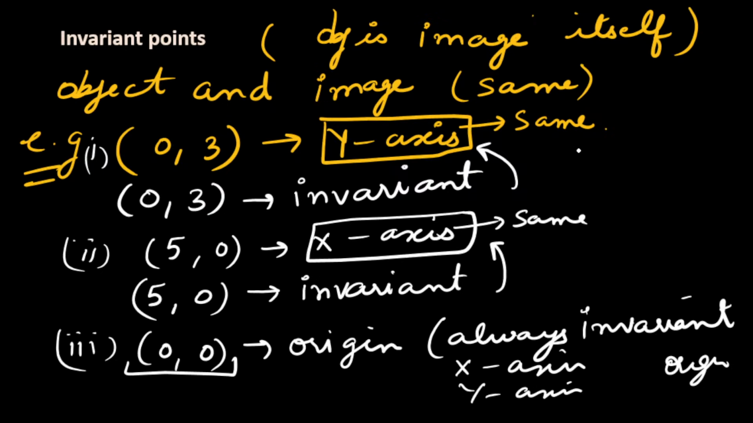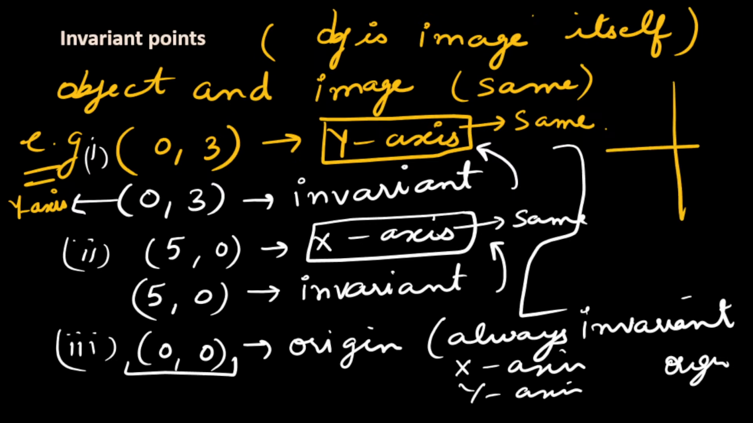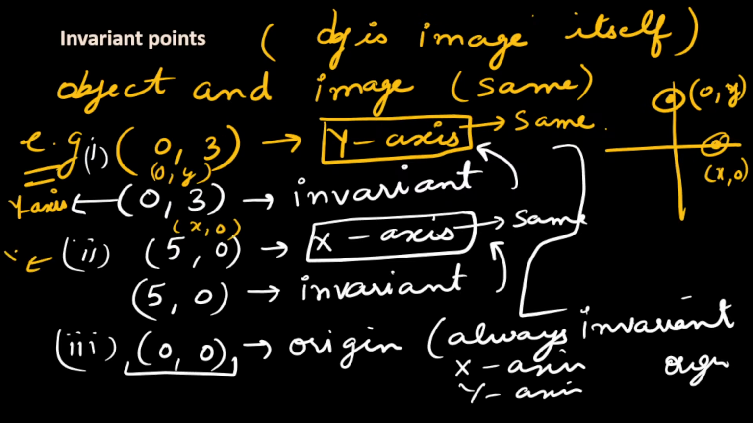For invariant points, you have to remember that they lie on the line itself. So this point (0, y), say (0, 3), lies on the y-axis only. If a point lies on the y-axis, the value of x is 0 for that point. If the point lies on the x-axis, then y is 0. The point which lies on the y-axis looks like (0, y). The point which lies on the x-axis looks like (x, 0). So this point lies on the x-axis.